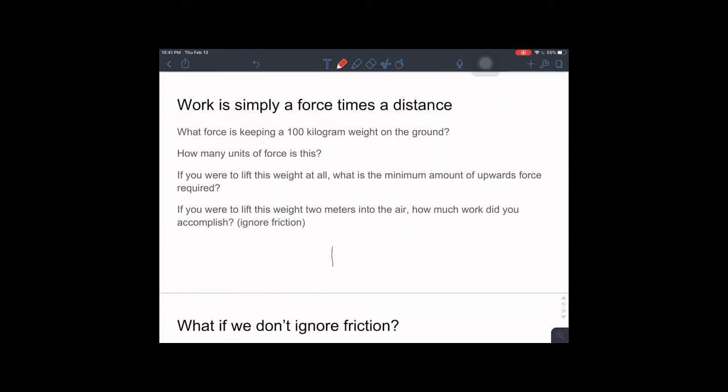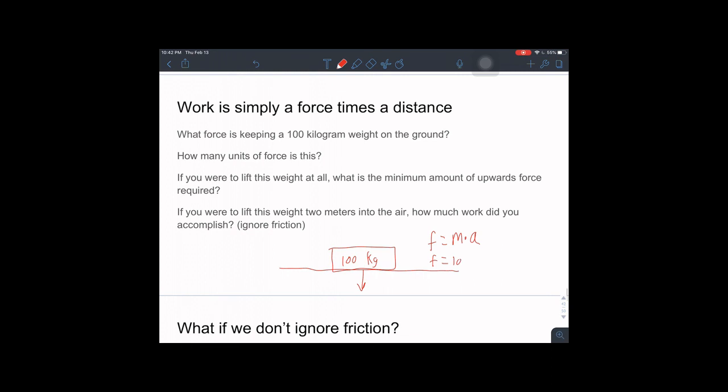Something to consider: what is keeping a 100 kilogram weight on the ground? As we all know, gravity likes to keep things on the ground. This does not mean there are 100 newtons. However, force is equal to mass times acceleration, which means force keeping this box on the ground is equal to its mass of 100 kilograms times the gravitational acceleration constant of 9.81. This means there are 981 newtons of force keeping it on the ground.